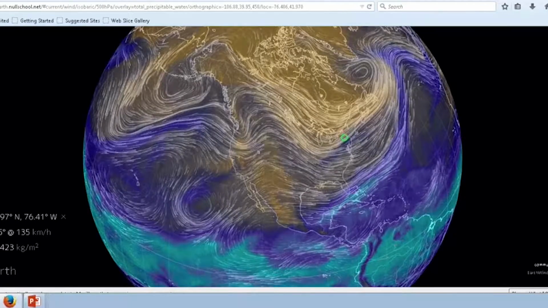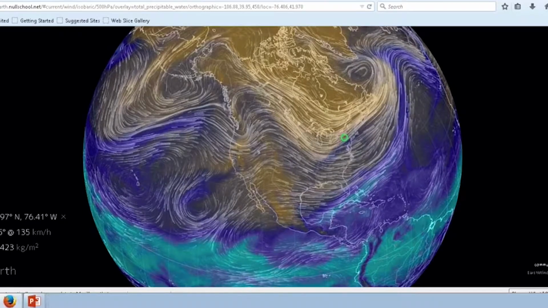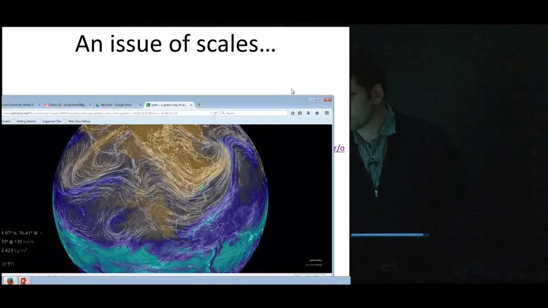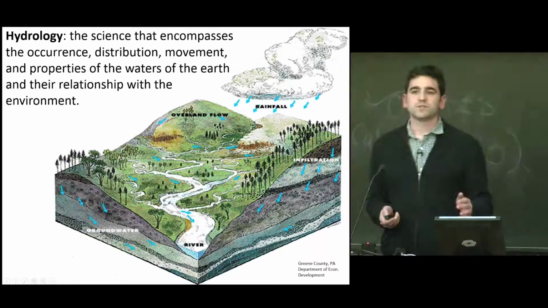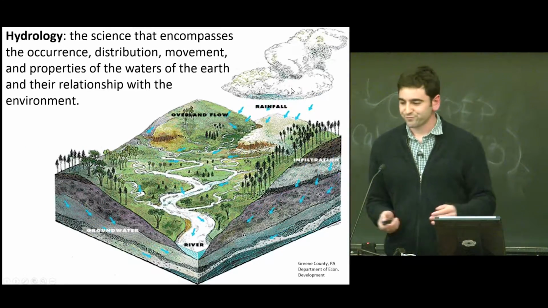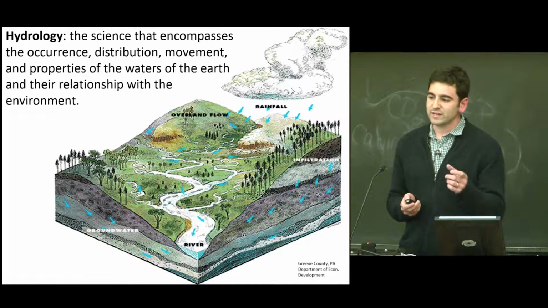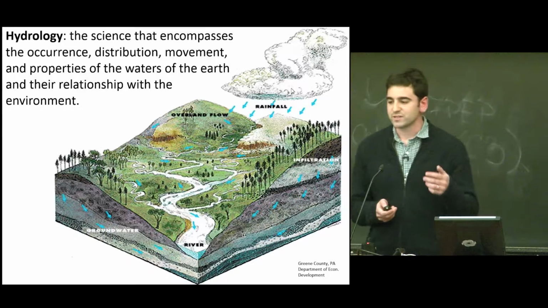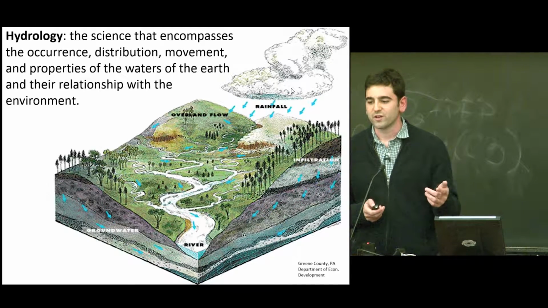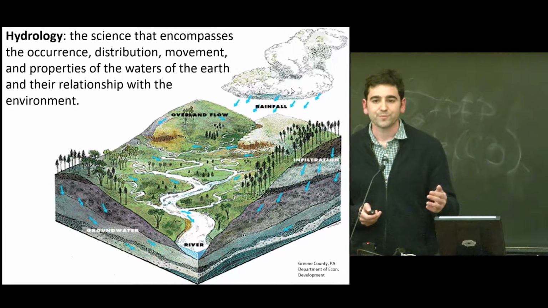And it doesn't take a rocket scientist to realize that that's going to be a difficult task, and it is. But before I get into some of those challenges, I want to zoom into the local scale, and I know we have a broad audience here, so I just want to talk about what I mean by water systems. Okay, so first, let me define hydrology. Natural hydrologic systems, hydrology, is the science that encompasses the occurrence, distribution, movement, and properties of water on the Earth and how they relate to the environment.